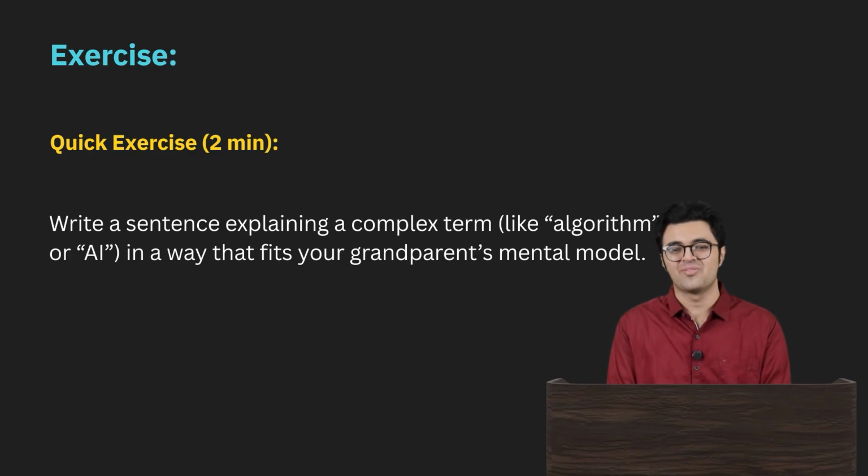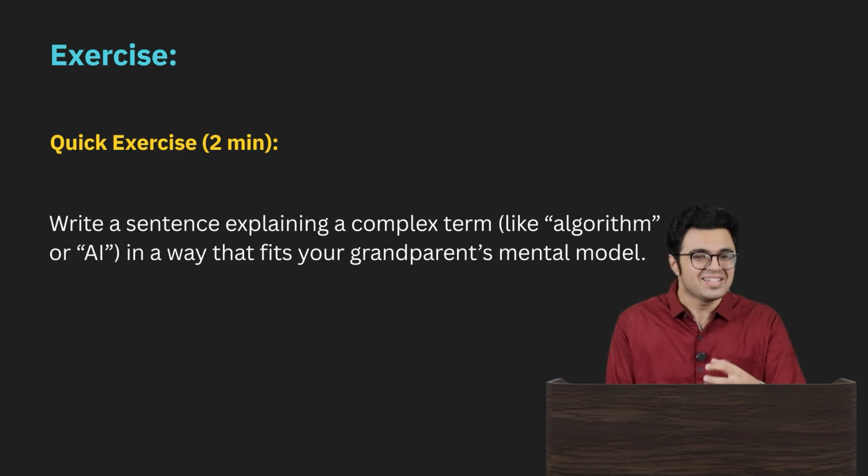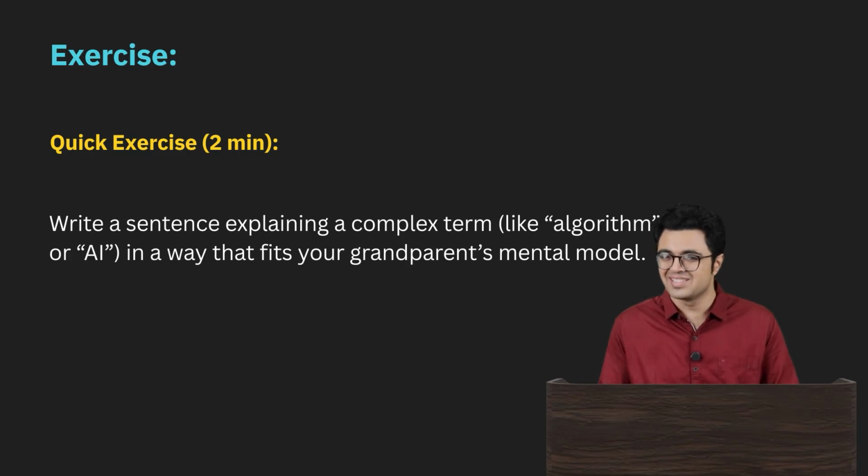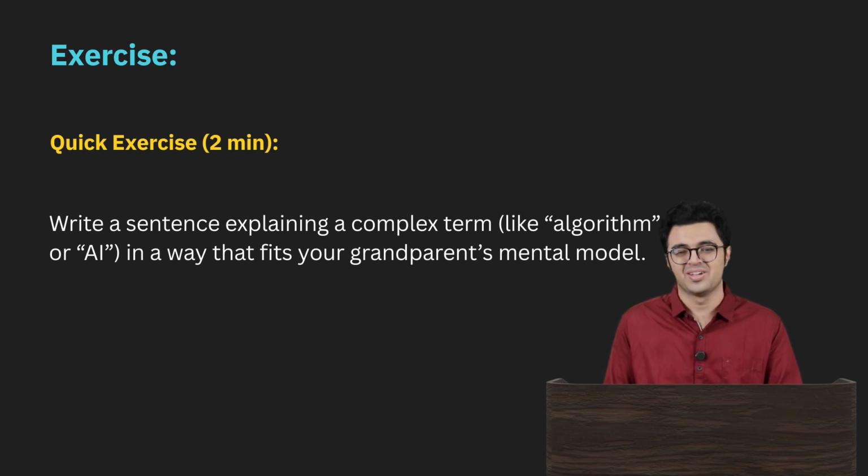Now I understand that I have not yet acquainted you with the types of mental models that there would be, but I want you to make an instinctive guess. What does your instinct say? You've known your grandparent for a lot of years. You've spent time talking to them. You've spent time knowing how they think. So, what does your instinct tell you? How will they receive the information best while understanding a complex concept like algorithm or AI? It'll be a fun exercise. I'll see you again with the types of mental models.